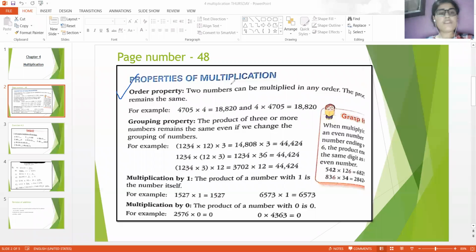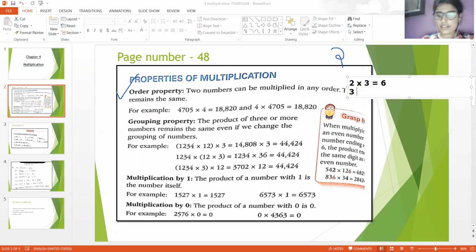The order property of multiplication says that two numbers can be multiplied in any order. Let's take small numbers, for example, 2 and 3. 2 multiplied by 3 equals 6. And if I write 3 multiplied by 2, that is also equal to 6.